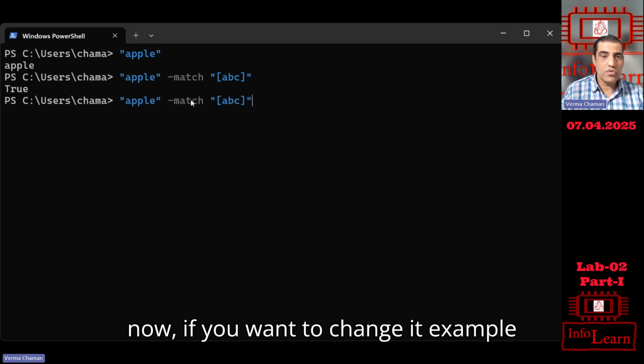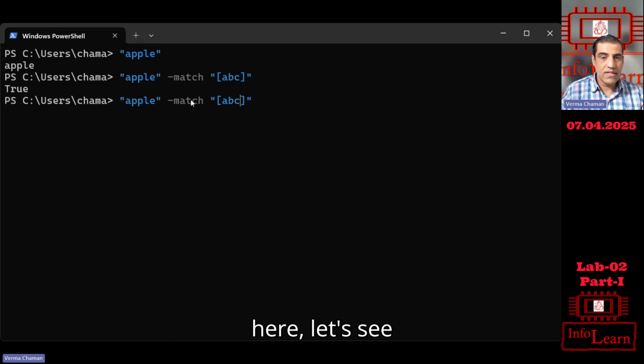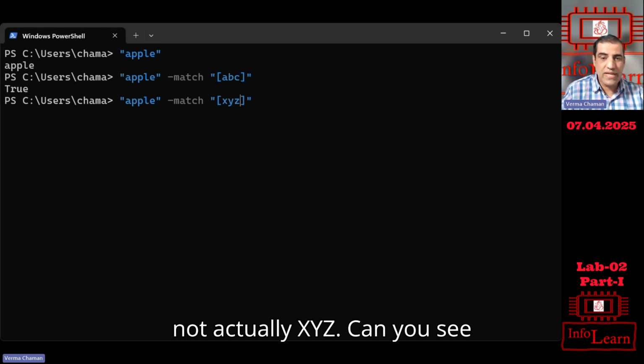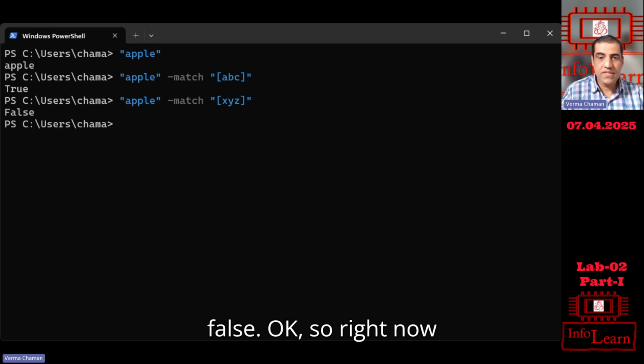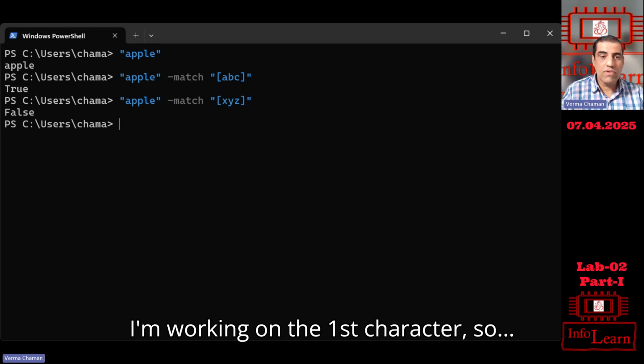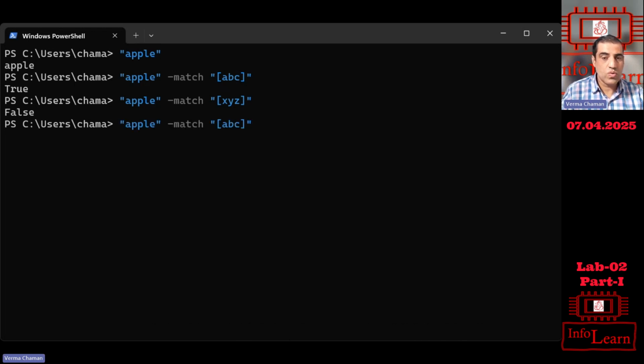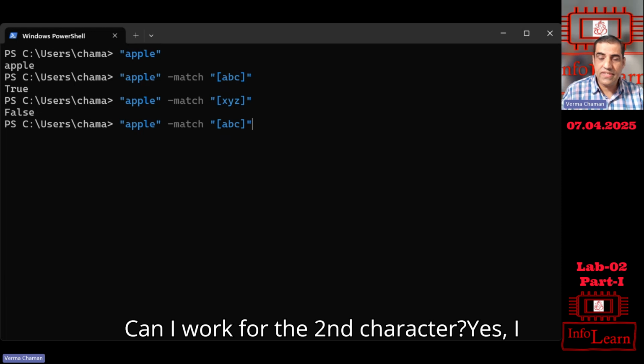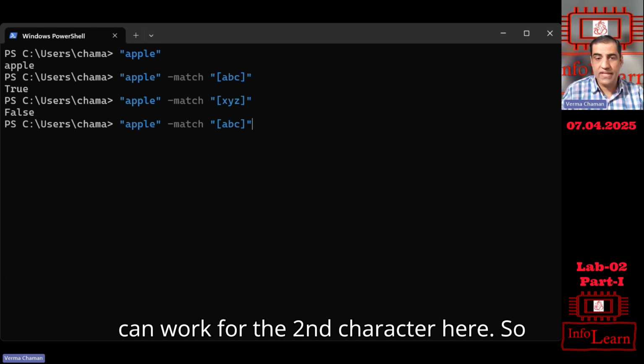Now if you want to change it, for example XYZ, the first character is not matched by XYZ, so it is false. Right now I am working on the first character. Can I work on the second character? Yes, I can work on the second character here.